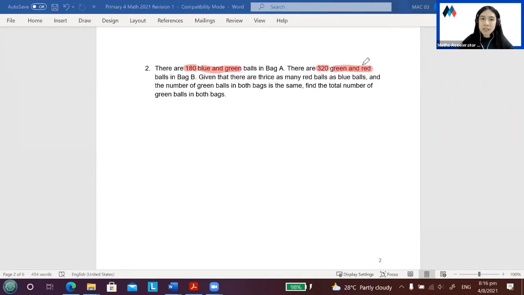Finally, our relationships. Given that there are thrice as many red balls as blue balls. Also, it says the number of green balls in both bags remains the same, right? So given that, can anyone tell me what our repeated identity is for this question?